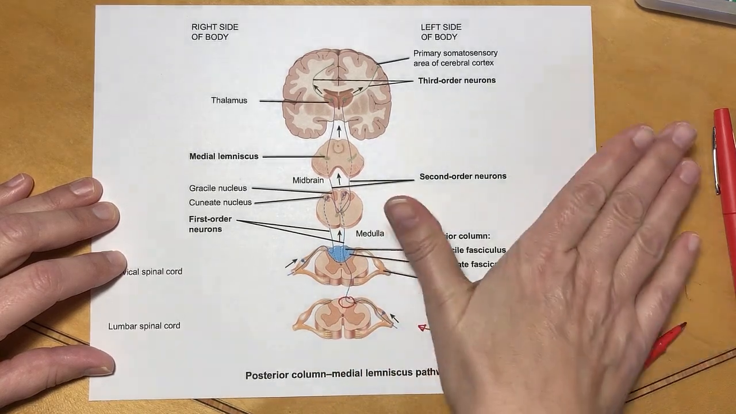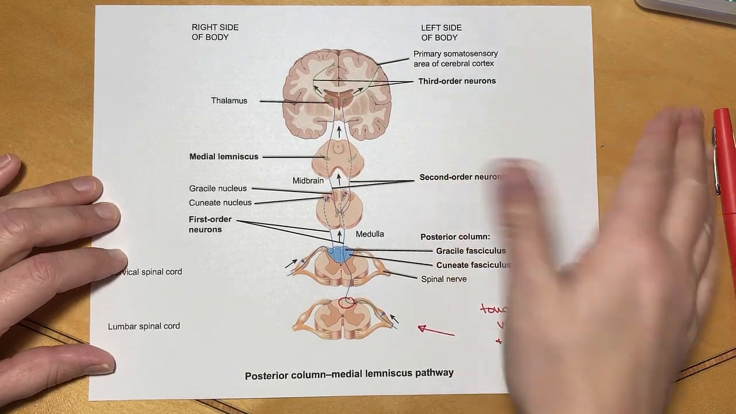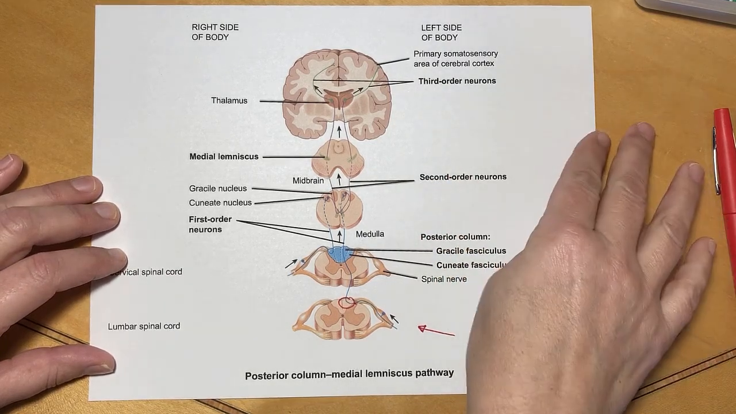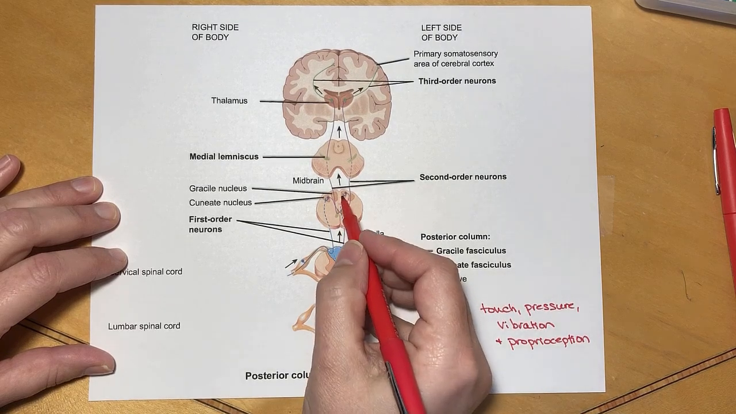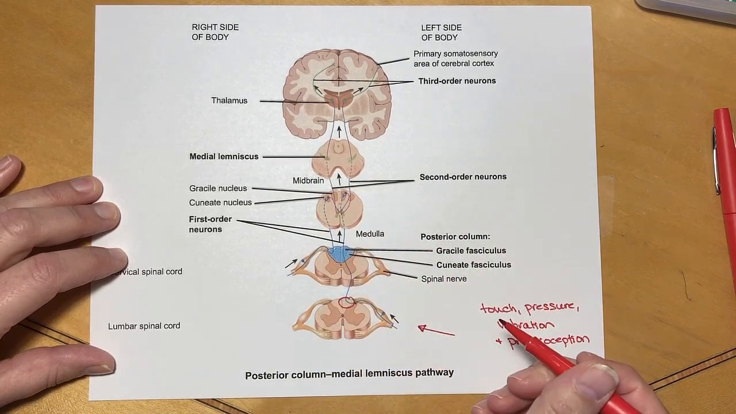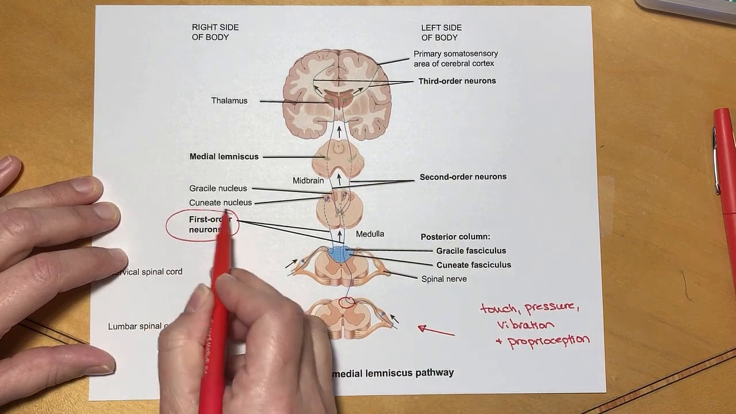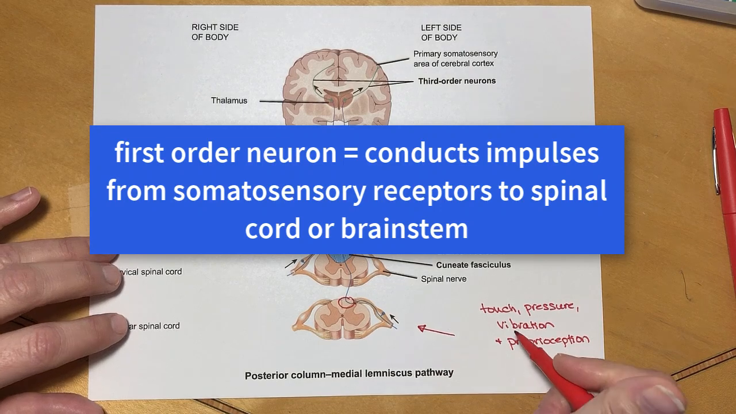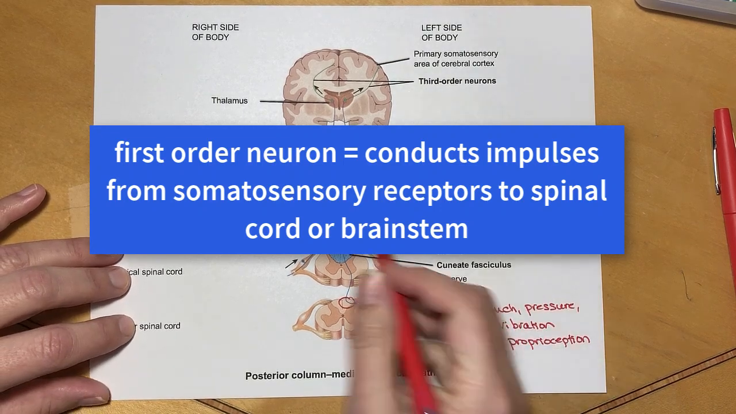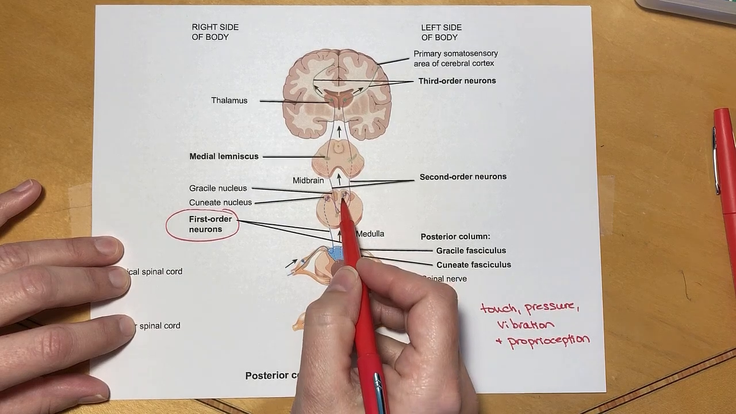So say you touch something with your hand. That neuron, the receptor that's in my fingertips, is the same neuron that is going all the way up to the medulla in my brainstem. That's called our first order neuron. A first order neuron is going to conduct impulses from the somatosensory receptors to the spinal cord or the brainstem. So here we go, all the way up to the brainstem.